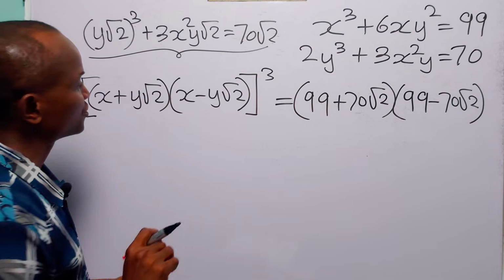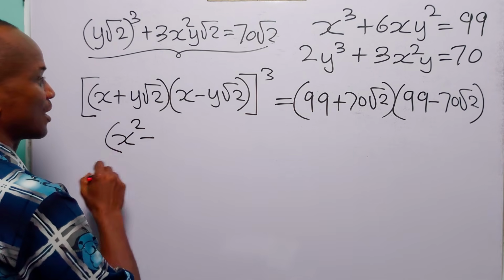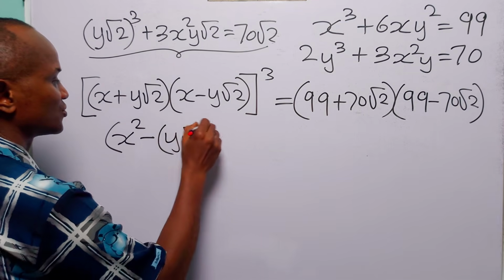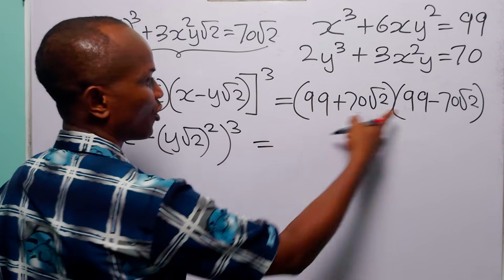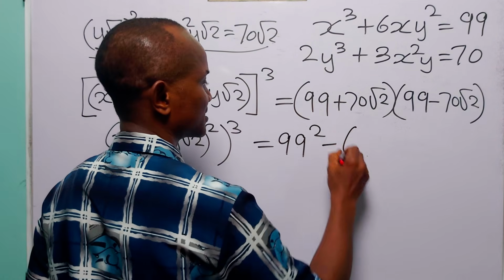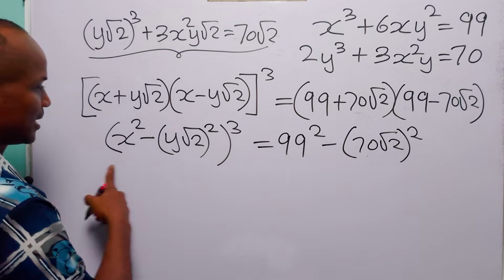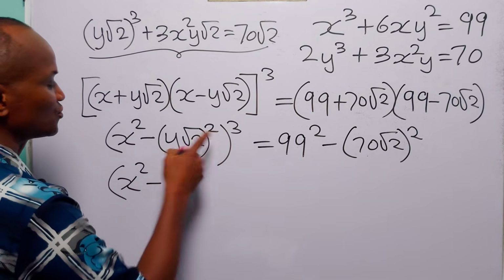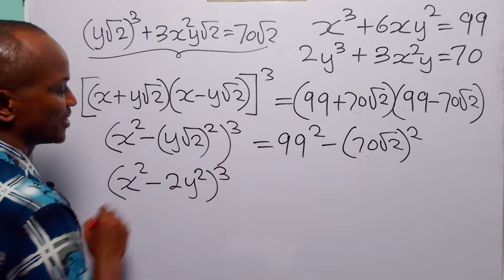And from our difference of two squares, when we multiply these two, we have (x squared minus (y root 2) squared), both raised to power 3. Now, on the right hand side, we have 99 squared minus (70 root 2) squared. Now here, we have x squared minus root 2 squared, of course, is 2. Then we have y squared raised to power 3.